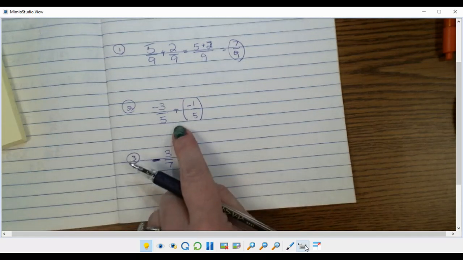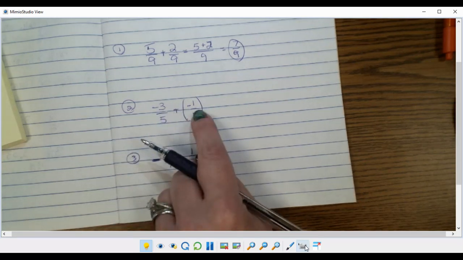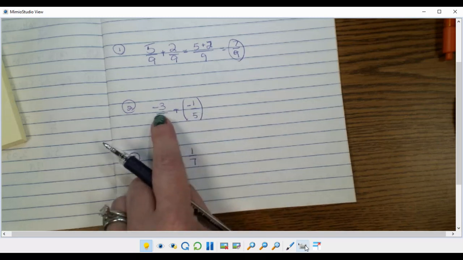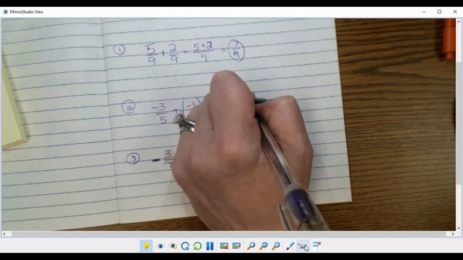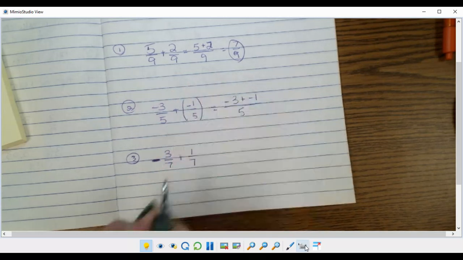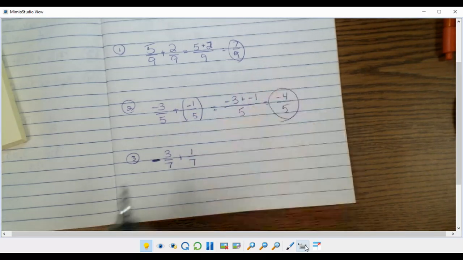Now, these happen to both be negative, and if you remember your integer rules, when the signs are the same, we just add them. So this would be like having 3 reds and 1 red, or 3/5 of a red and 1/5 of a red. So it's like saying -3 plus -1 all over 5. You know that -3 plus -1 is -4. So my answer is -4/5.